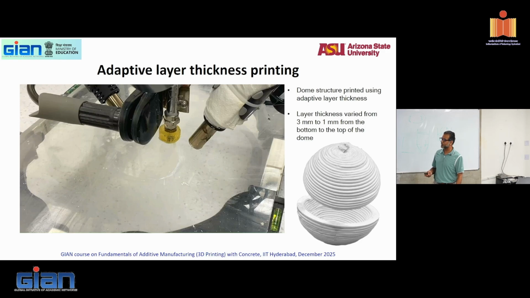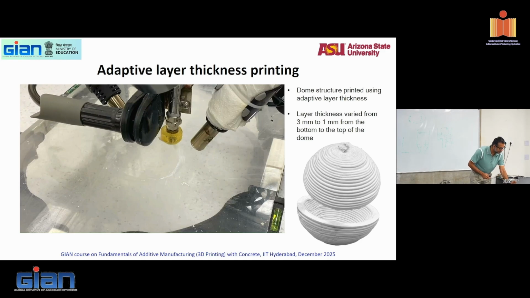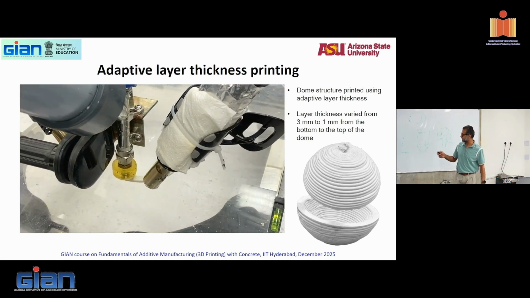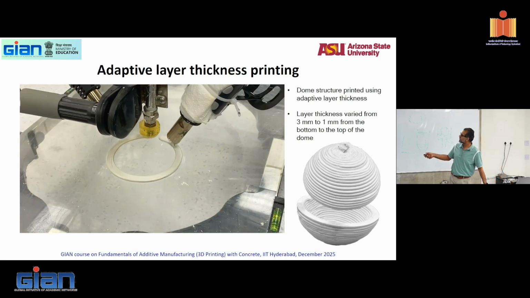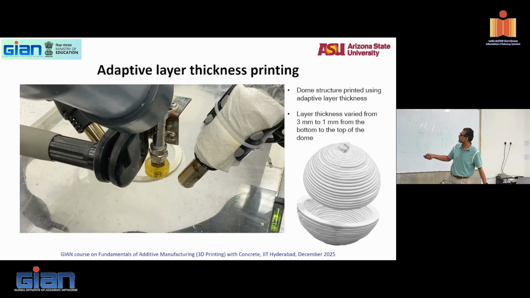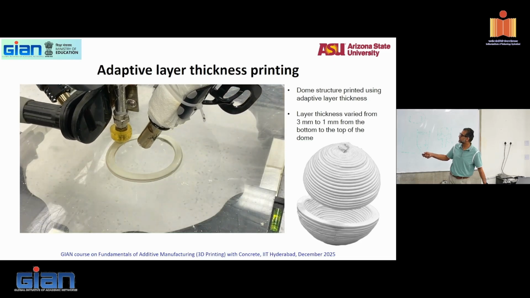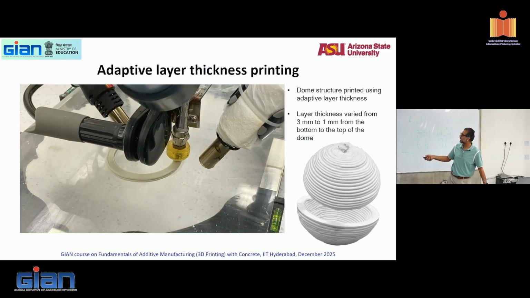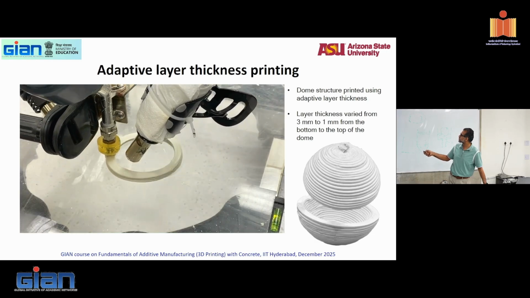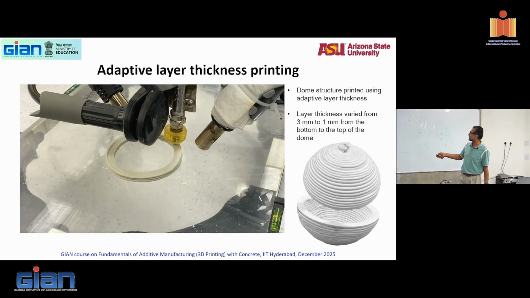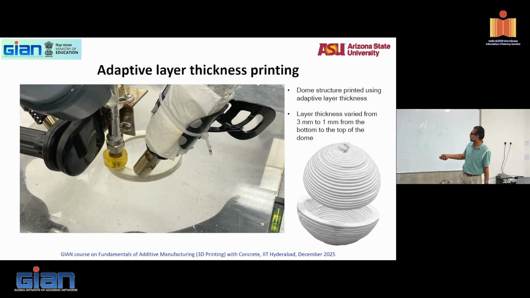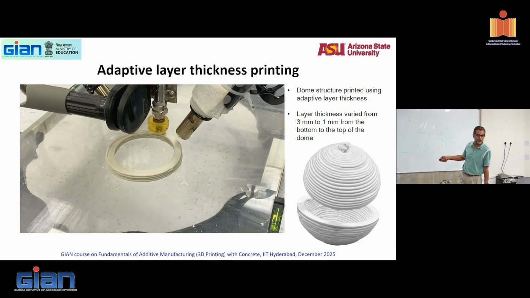So here is an adaptive layer thickness printing. This is what I told you. Hopefully, you'll see. The printer is printing and then a heater is giving heat instantaneously, to print a dome structure. It's printing a dome structure. So you can see lots of overhangs. You see how the shape changes, right?